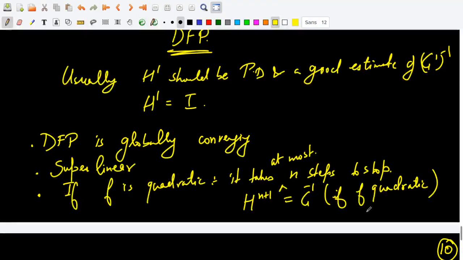Okay, so close to the DFP method is the BFGS method, which is also a rank 2 update method and quite popular, and that we will study in the next class.